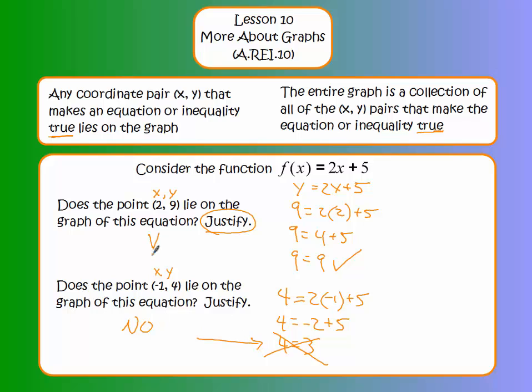For the first point, you would say yes, because 9 equals 9. Justifying is just showing your work, and make sure you answer the question. So what does this mean? That means that point lies on that line. It makes it true, therefore it is part of the solution in that graph.